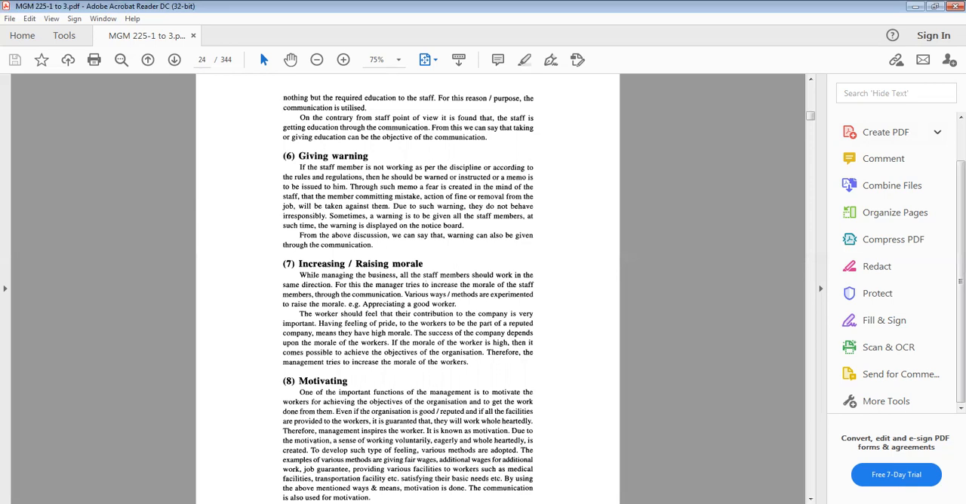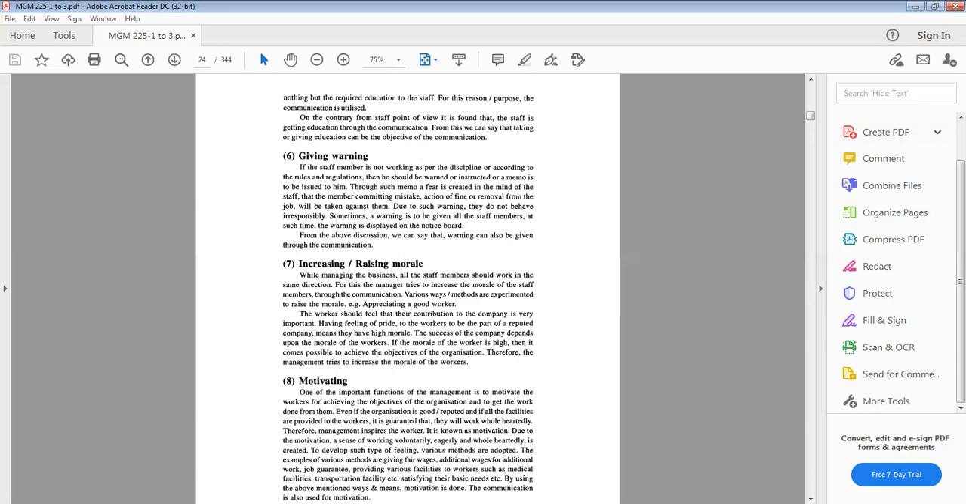Increasing morale. While managing the business, all the staff members should work in the same direction. For this, the manager tries to increase the morale of the staff members through communication. Various methods are experimented with to raise the morale, for example, appreciating good work. Motivation: one of the important functions of management is to motivate the workers for achieving the objectives of the organization and to get work done from them.